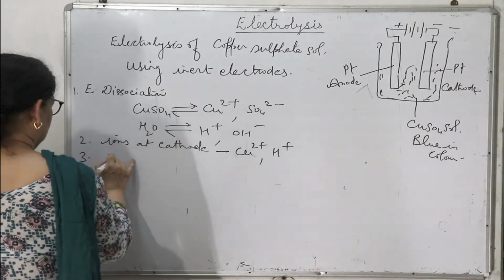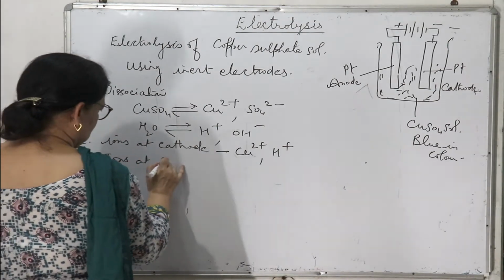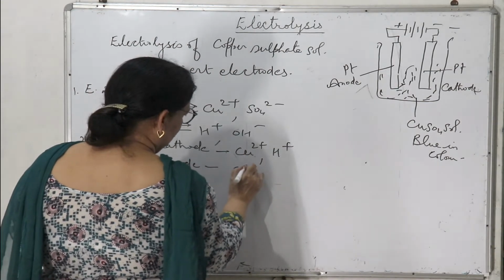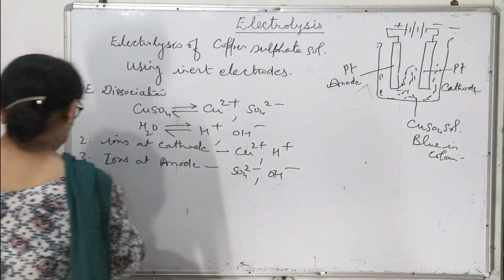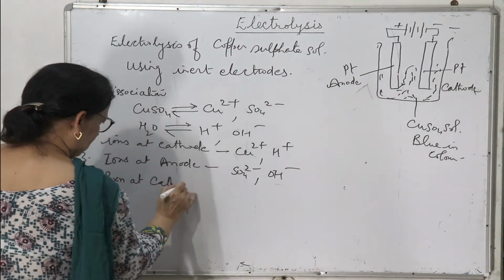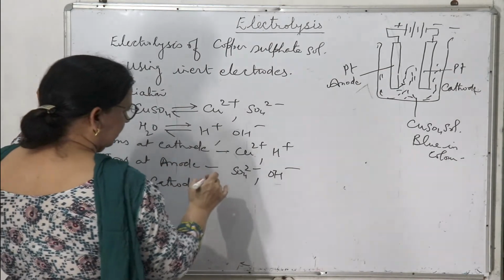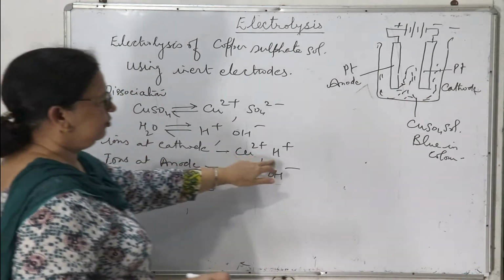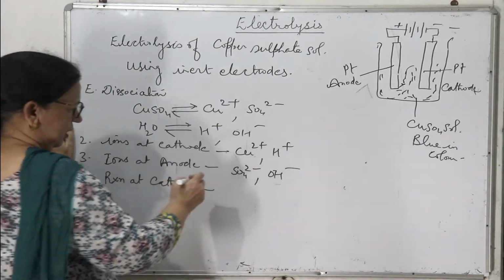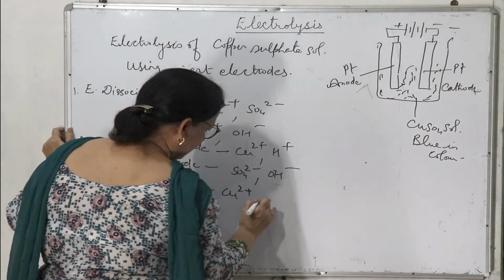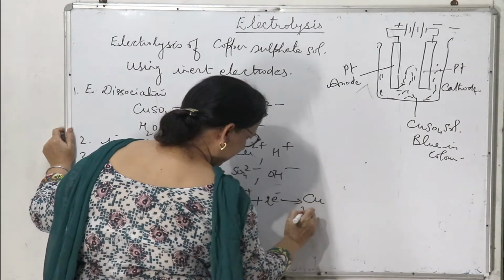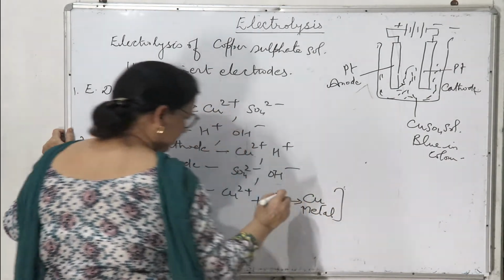Third step, ions at the anode, that is SO4 2- and OH- ions. Fourth one, reaction at the cathode. As Cu2+ and H+ ions are there, now which is there at the bottom? That is Cu2+. So Cu2+ will take 2 electrons from the cathode and become Cu metal, and this process is reduction.